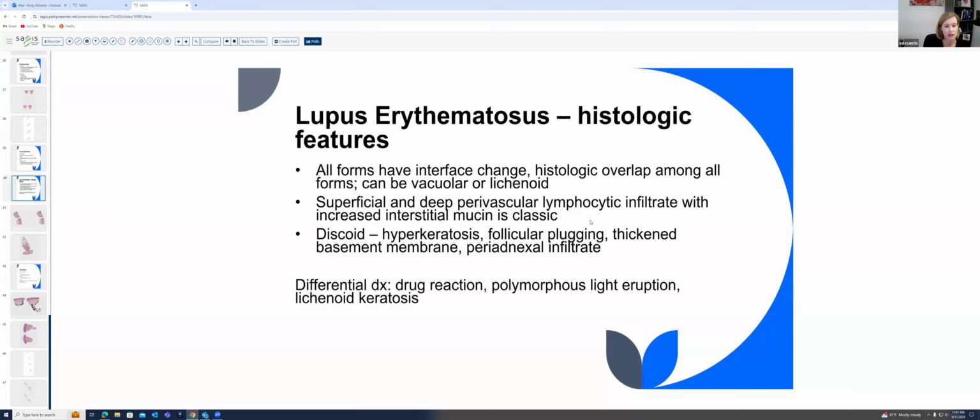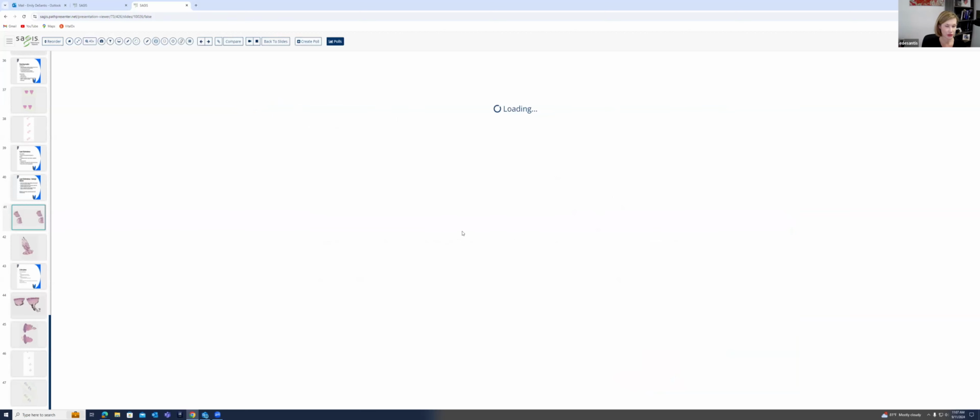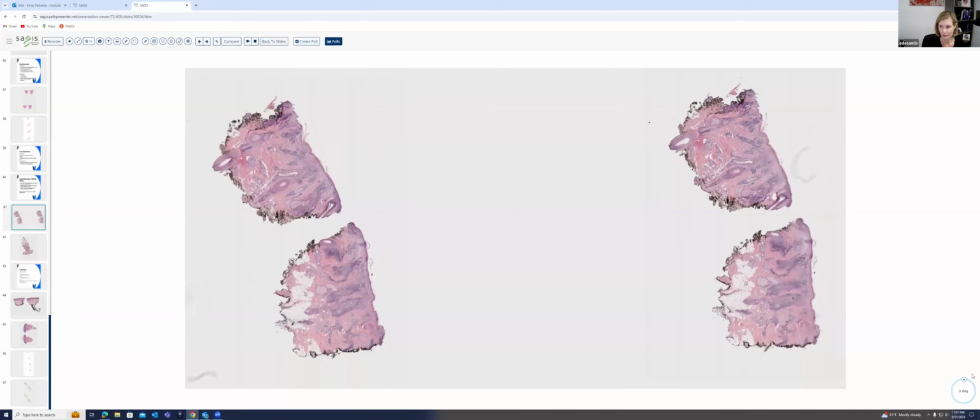And the differential diagnosis includes lesions that also can show a superficial and deep infiltrate, such as polymorphous light eruption or a drug reaction. Lichenoid keratosis can also be included in the differential diagnosis, but will usually show only a superficial pattern of lichenoid inflammation and is generally a solitary lesion.